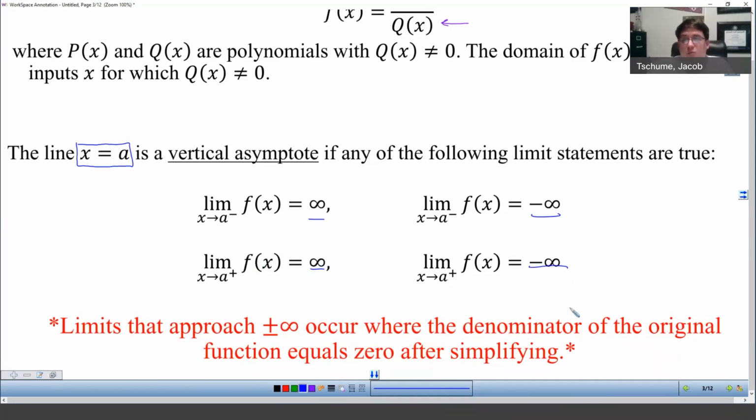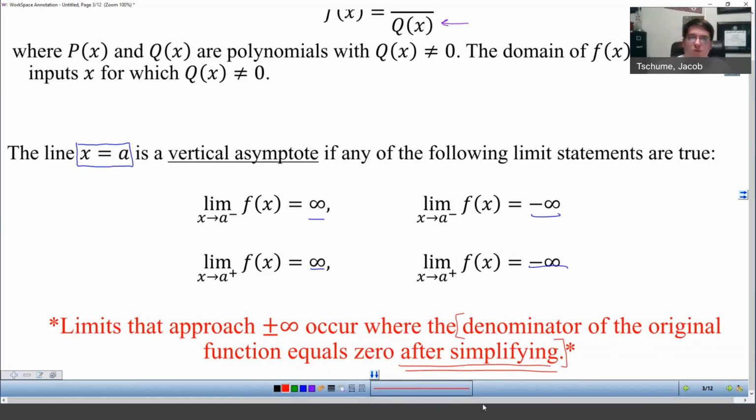Now, doing it the limit way is very difficult, and that's not the way we're actually going to work these problems here, but that's the official definition. Down here at the bottom, here's more of a shorthand notation of how we're going to do this. Limits that approach positive or negative infinity will only occur where the denominator of the original function equals zero after simplifying. So what you're going to have to figure out is what makes the bottom of your fraction, which is the denominator, equal zero? But the key here is you have to do it after simplifying.